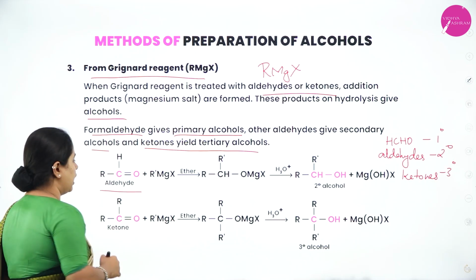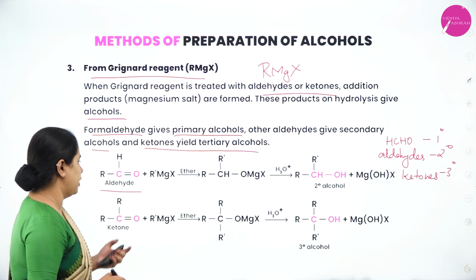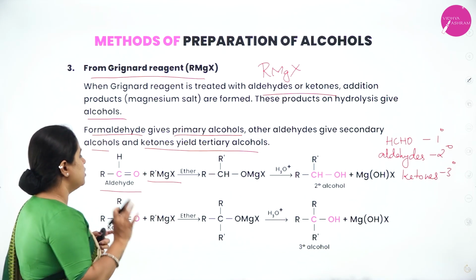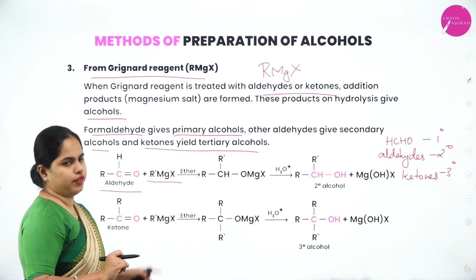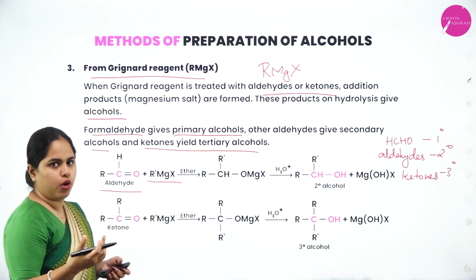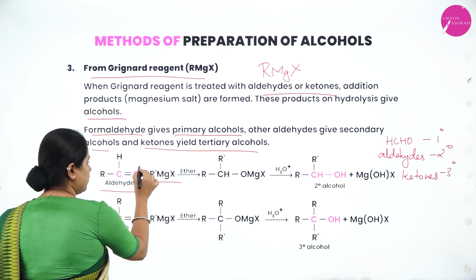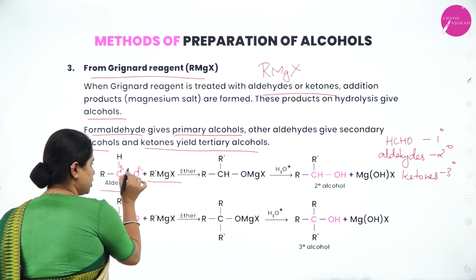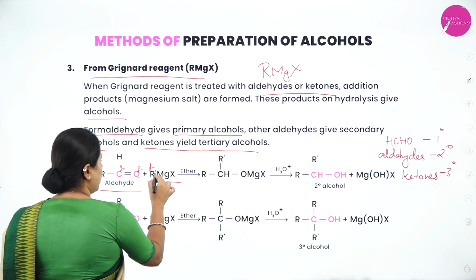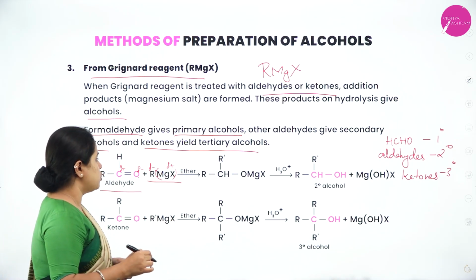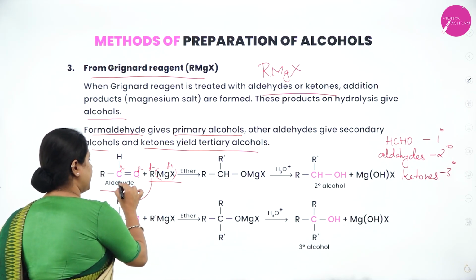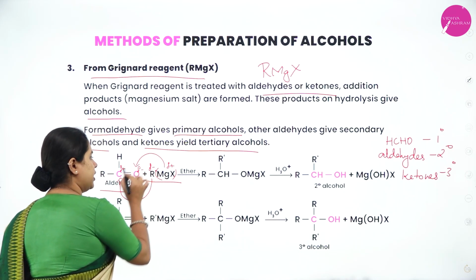Let's take the case of RCHO, which is the general representation of an aldehyde, to which you are adding R-MgX. This R represents another alkyl group. First, what is going to happen in the presence of ether? C double bond O is a polar bond. Oxygen, as it is more electronegative, will have a partial negative charge, and carbon will have a partial positive charge. In the Grignard reagent, your alkyl group will have a partial negative charge and the MgX will have a partial positive charge. The negative charge will attract the positive charge, so the alkyl group will get attached to the carbon atom and the MgX part will attach to the oxygen atom.